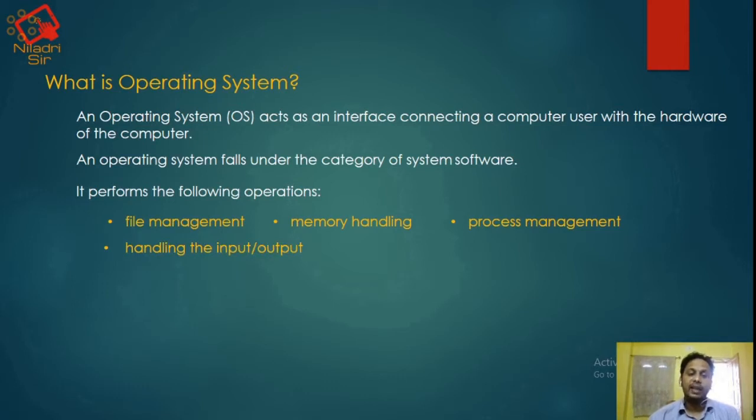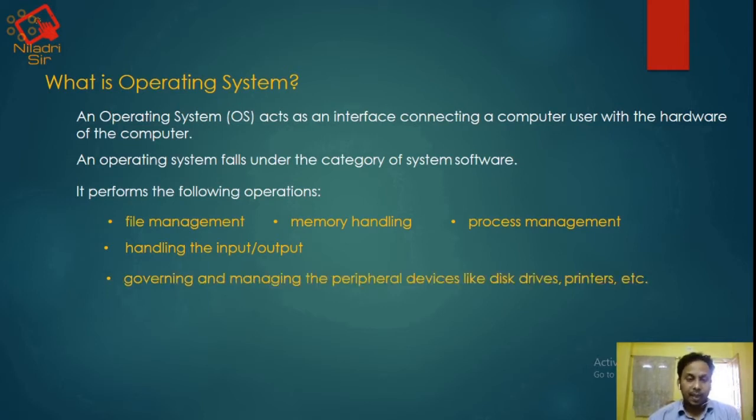Next one is handling the input output. Handling input output means input devices like keyboard, mouse, and output devices like printers are all handled by the operating system. And the last one is governing and managing the peripheral devices like disk drives, printer, etc.